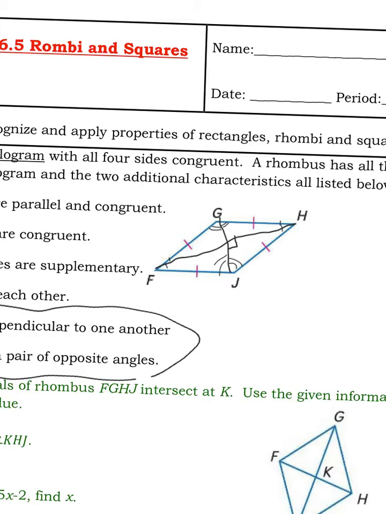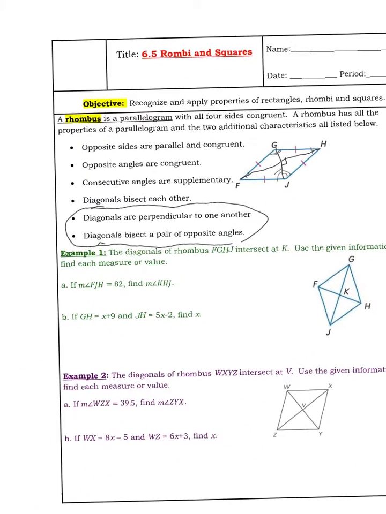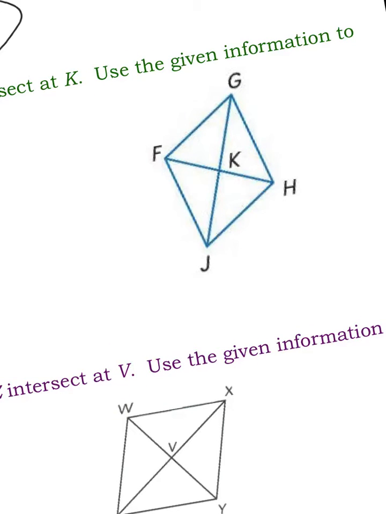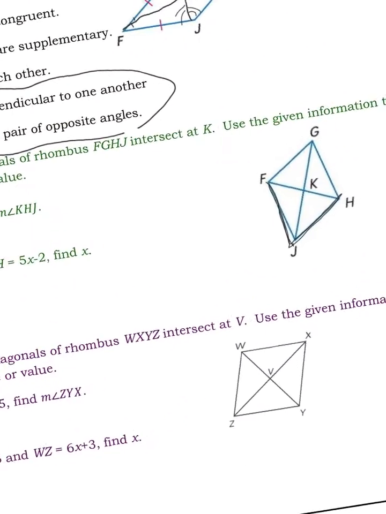Okay, so let's do some examples. The diagonals of a rhombus FGHJ intersect at K. These are given information to find each measure or value. So if the measure of FJH is 82, find KHJ. FJH is the big angle, alright? So it's this big angle. Actually, it's better if I trace it like this. Okay, so that's 82. Find KHJ.